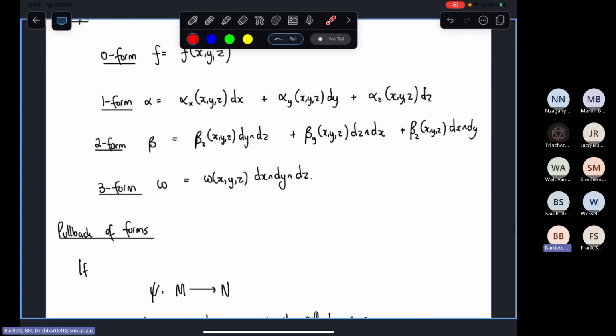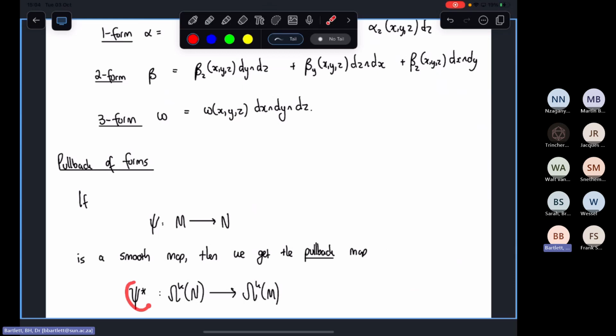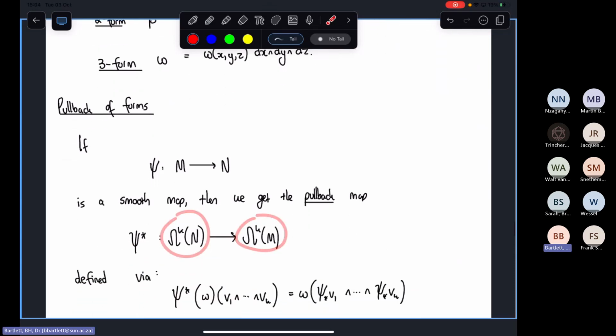Okay, another thing we need to know is about pulling back of forms. If you've got a smooth map between manifolds, then you can get the pullback map psi superscript star, which is going to go from k forms on N to k forms on M for every k. So how do you pull back forms? I've got a k form on N, and I'm going to get a k form on M. To get a k form on M, I have to give you something which, when you feed it the wedge product of k vectors in a tangent space at M, must spit out a number.